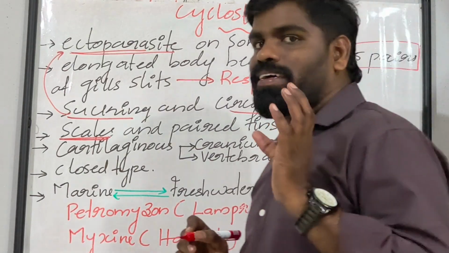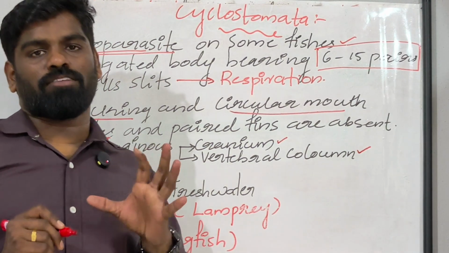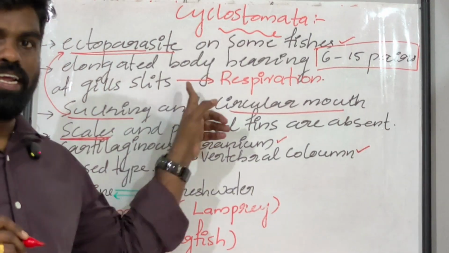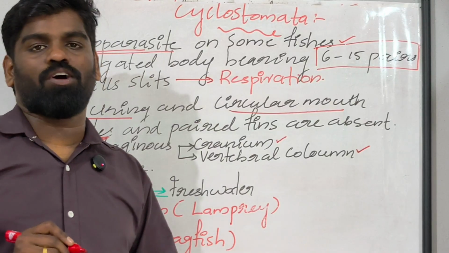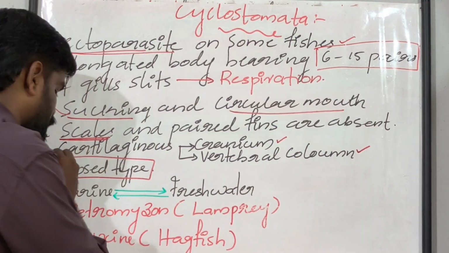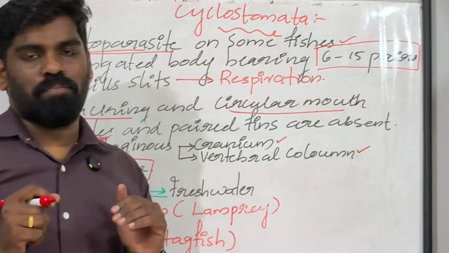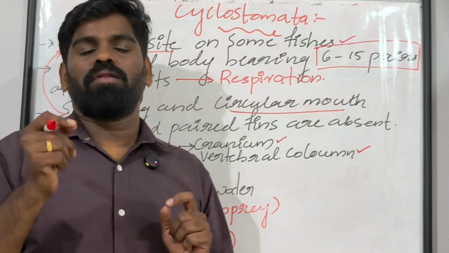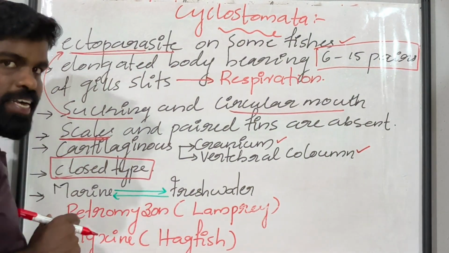Now, see the respiratory system. As I have already told you, for respiration they have paired gill slits, 6 to 15 pairs, as we have already discussed. Now, when we talk about the circulatory system, here the circulatory system is of closed type. Closed type of circulatory system means the blood or body fluid passes via blood vessels.